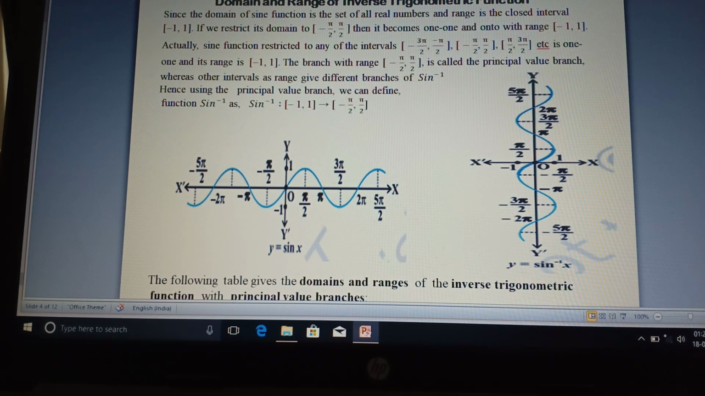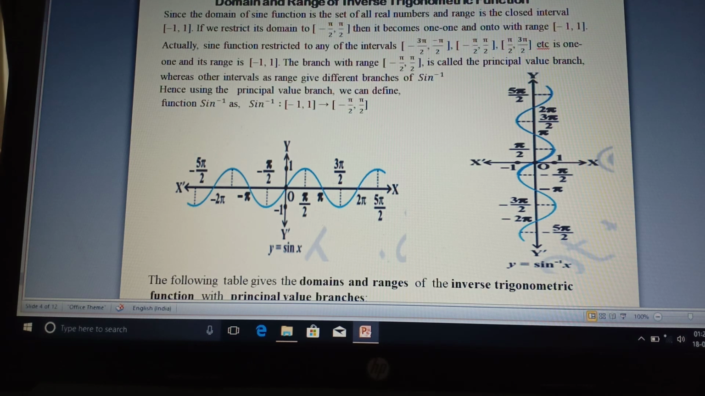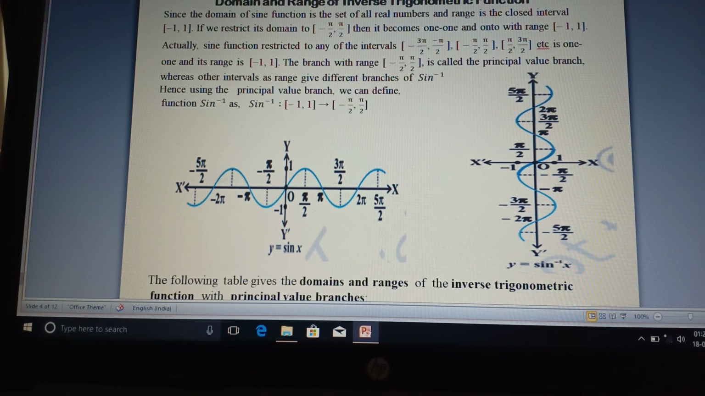And among these branches, one branch is known as the principal value branch, which is minus pi by 2 to pi by 2. On this branch, the principal value of sine inverse lies. So the sine inverse function can be defined as sine inverse from minus 1 to 1, which is the domain of sine inverse, and its range is the closed interval minus pi by 2 to pi by 2. I hope you understood, students, the principal value branch of sine inverse x.